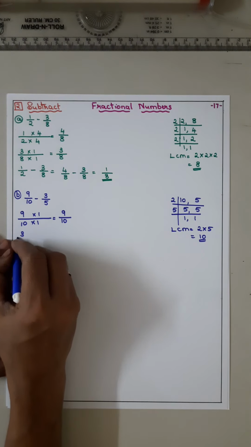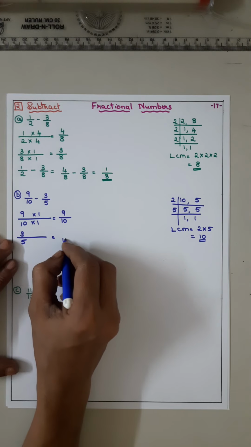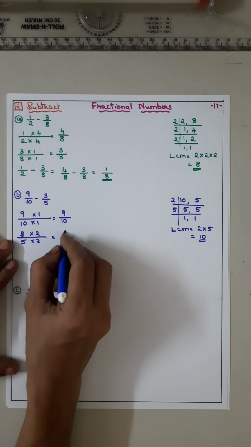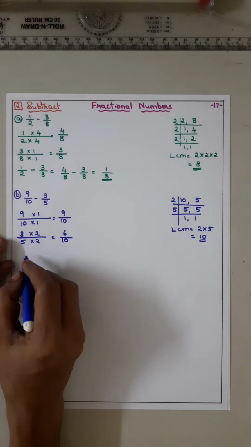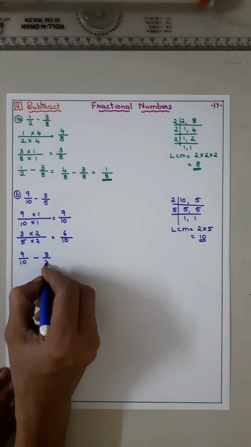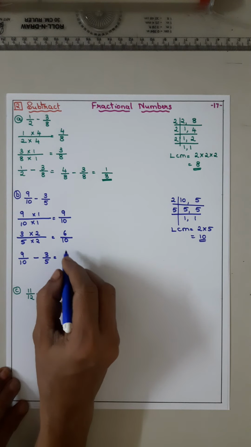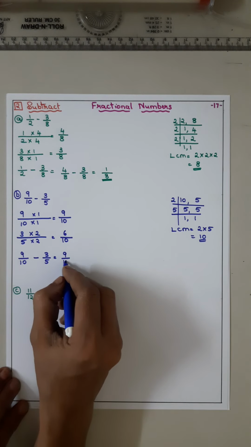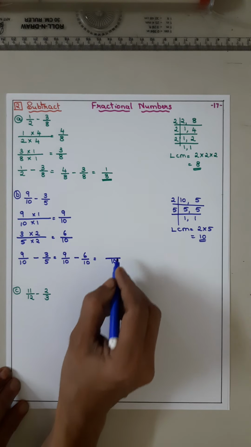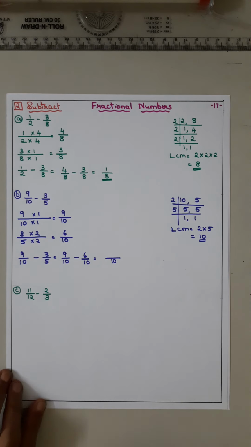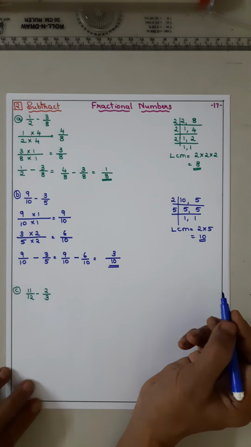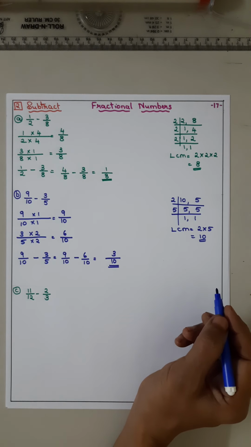Now next is 3 by 5. Convert to denominator 10. 5 twos are 10, 3 twos are 6. Now write the question. 9 by 10 minus 3 by 5. So now we have changed it to 9 by 10 minus 6 by 10. Write the denominator as it is. Now subtract the numerators. 9 minus 6 is 3. So you got the answer 3 by 10.